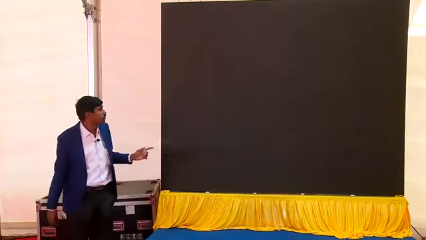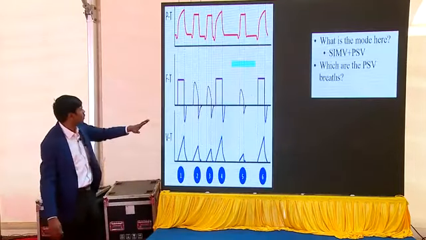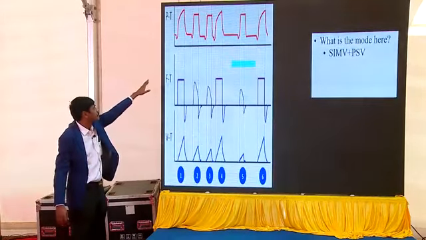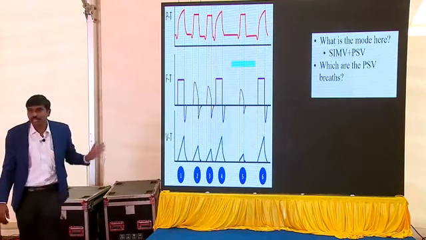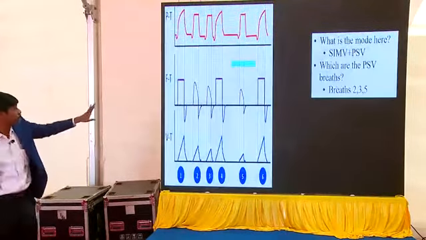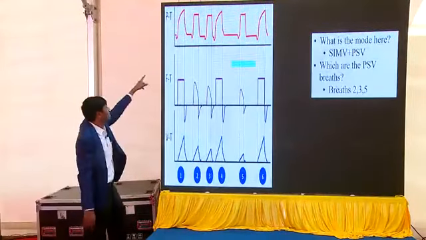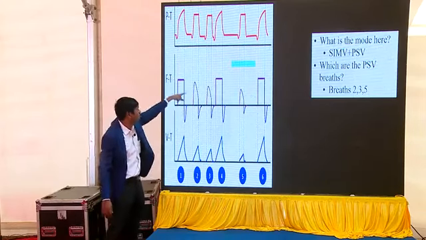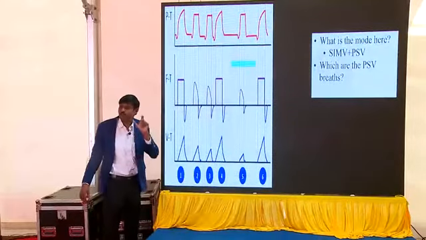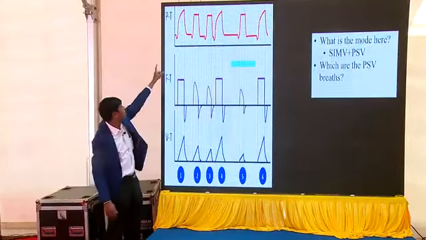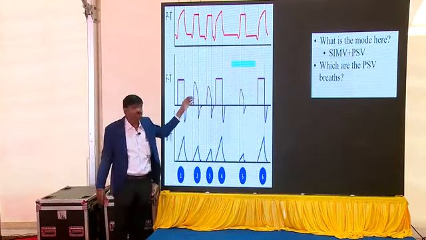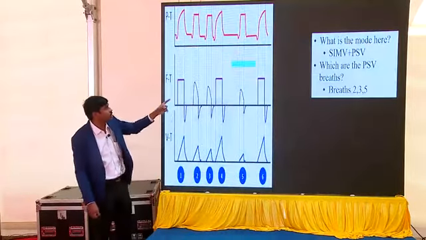Okay, next one. Wait, stop here. What is the mode you find here? It's SIMV plus PSV, not SIPPV. You find that the intermittent breaths, which actually had lesser volume, now have an inspiratory pressure boost or pressure support. So the in-between breaths are also supported, not as well as the control breaths, but still a little more. That's called SIMV plus PSV.